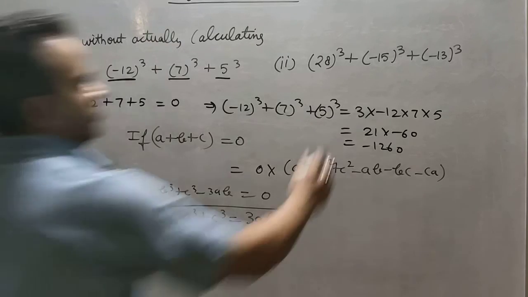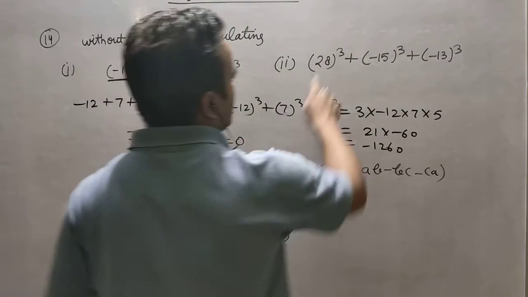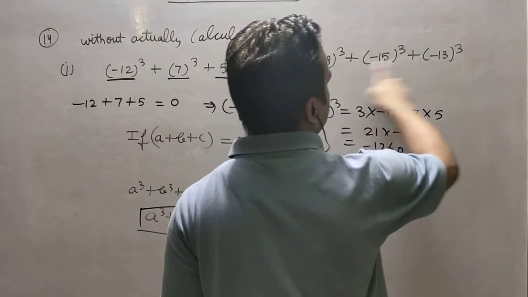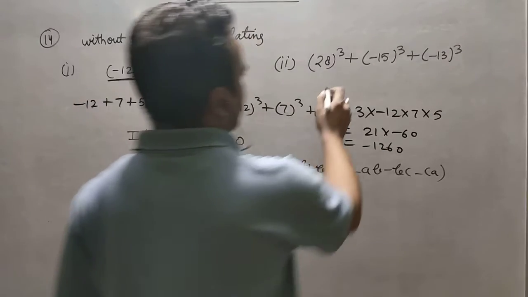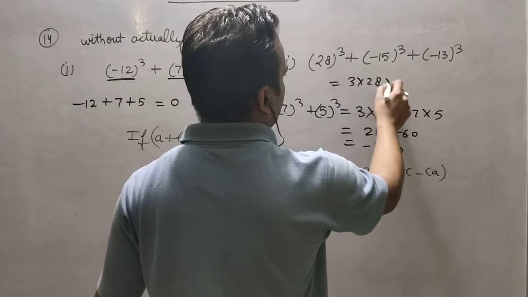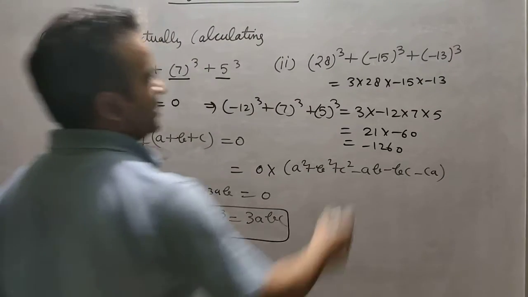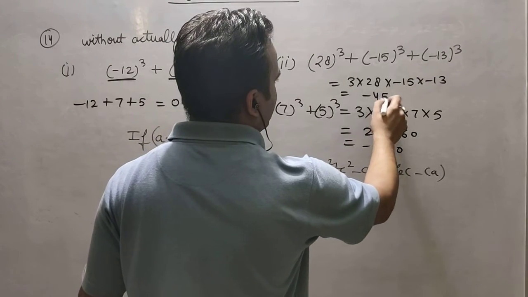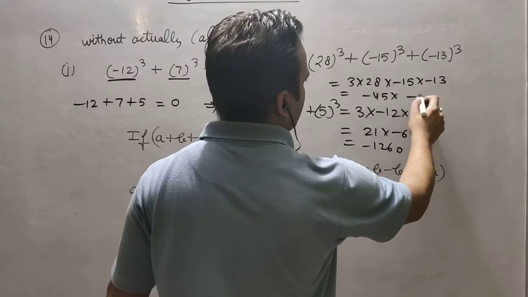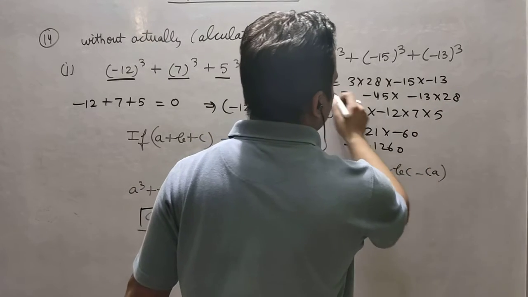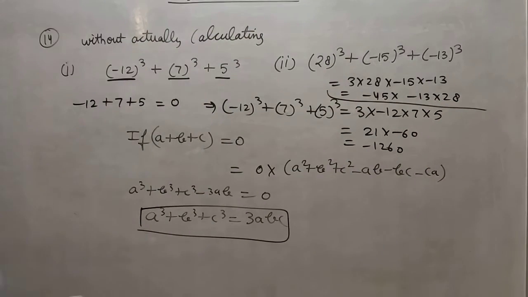So again we will check for this one also. You can see 28, minus 15 and minus 13. It is again 0. So it will be 3 into 28 into minus 15 into minus 13. So you will multiply here, minus 45 into minus 13 into 28, and the result will be in your hand. So this is for question number 14.